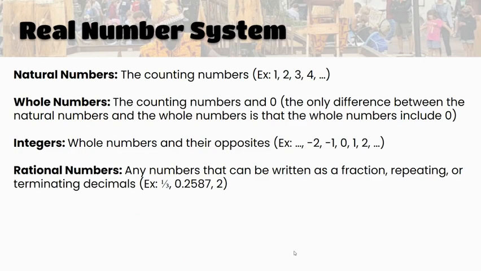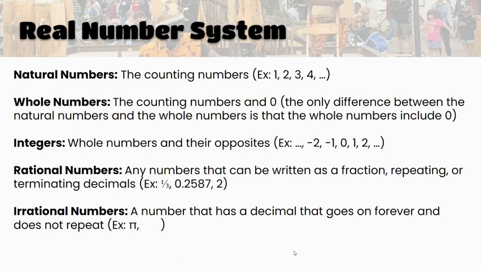Rational numbers are any numbers that can be written as a fraction. Now think about a whole number. The whole number 2 can really be written as 2 over 1, which is written as a fraction. So rational numbers would include natural numbers, whole numbers, integers, any number that can be written as a fraction, or a repeating or terminating decimal. So we have 1/3, 0.2587, 2, anything like that.